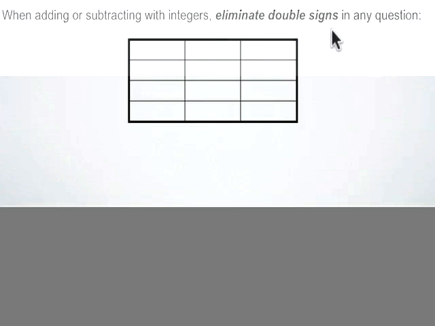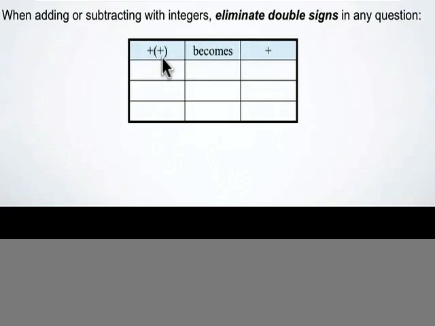So it's always a good idea when you're adding or subtracting with integers to really eliminate any double signs that you see. Add a positive is the same as just adding or a positive. Add a negative is the same as a subtract or just a negative. Subtract a positive is the same as subtract or negative. And subtract a negative, because of the idea of subtraction meaning the opposite, becomes a plus or a positive.